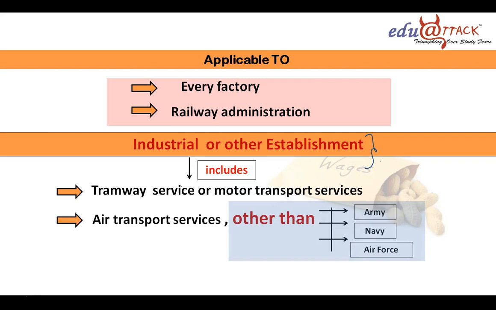Air transport services: the people who are giving services in air transport other than Army, Navy, Air Force are covered under this act. So why is this "other than" written? "Other than" means here is an exception. The persons who are working in Army, Navy, Air Force are not covered under this act. They have their different acts, so we will not go into their act. Those people who are working in air transport services other than Navy, Army, Air Force are covered under the Payment of Wages Act.